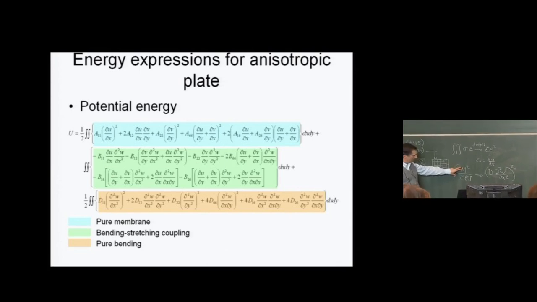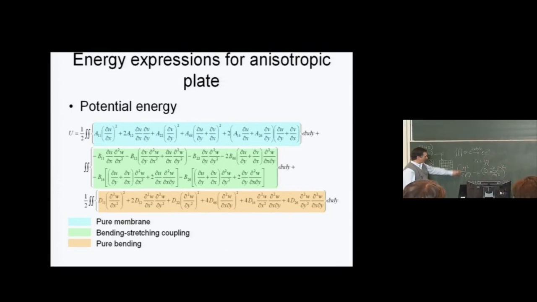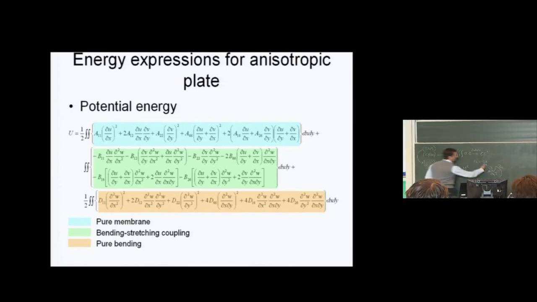So from isotropic materials, we know that the energy would involve terms like this. In anisotropic, I would expect to have terms like this, which means I have the second derivatives of w squared, which you can see are there. And then I have a D, which in an isotropic material is E h cubed, the thickness of the plate, over 12 times 1 minus nu squared.